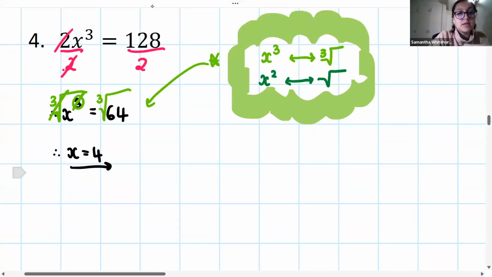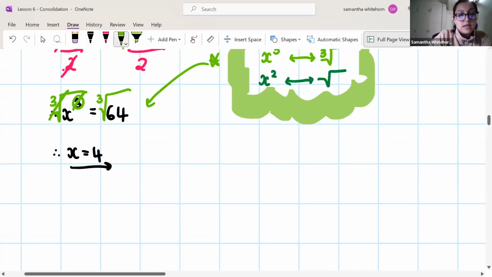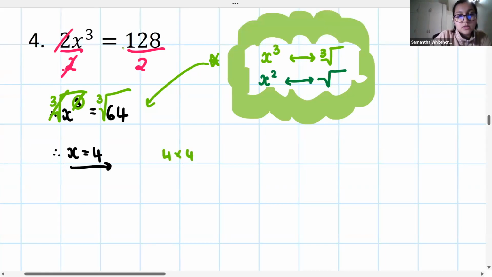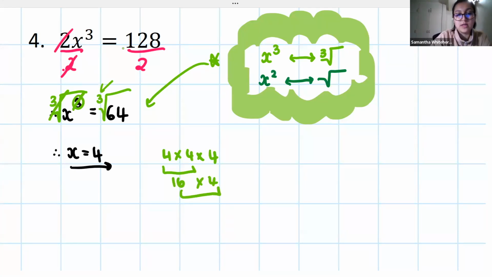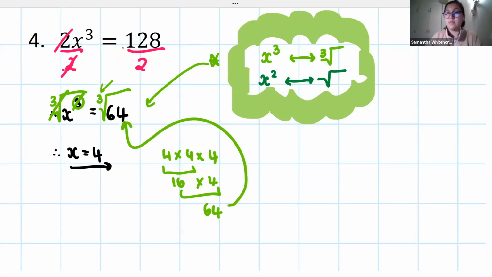Now, guys, if you just think about this for a second, if you have 4 times 4 times 4, why am I timesing 4 three times? Well, because I was working with cubes and cube roots. 4 times 4 is 16. So 16 times that third 4 is 64. 64 was the number underneath my cube root. So yes, 64 cube rooted is 4. You could also substitute it back into your equation, and you would see that 4 is the correct answer.